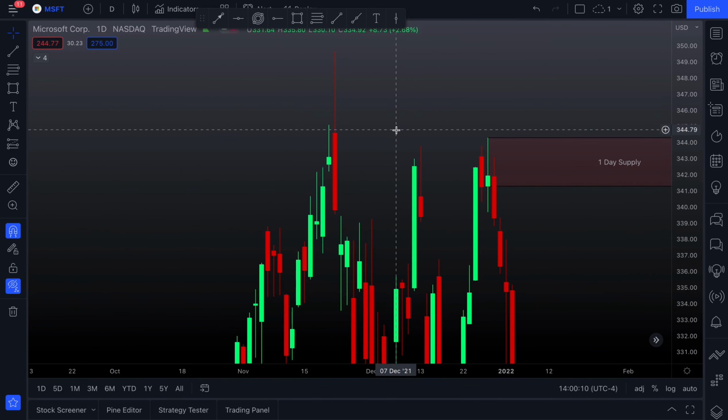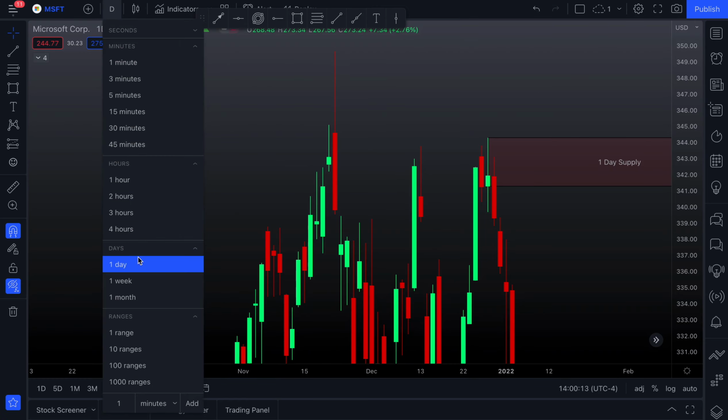So essentially you're just going to go through all the time frames and do this all the way down from the daily to the 30-minute. So I go all the way from the day to 30-minute. I draw out the zones like that.